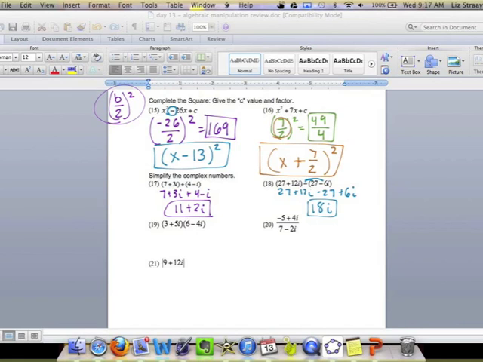Number 19 now is asking us to multiply. So when we multiply, we're going to FOIL this through, passing out the 3 and passing out the 5i. i times i gives i squared. What is i squared? -1. i squared is -1. So that changes this last number to plus 20. And then we combine like terms. So we get 38 plus 18i.